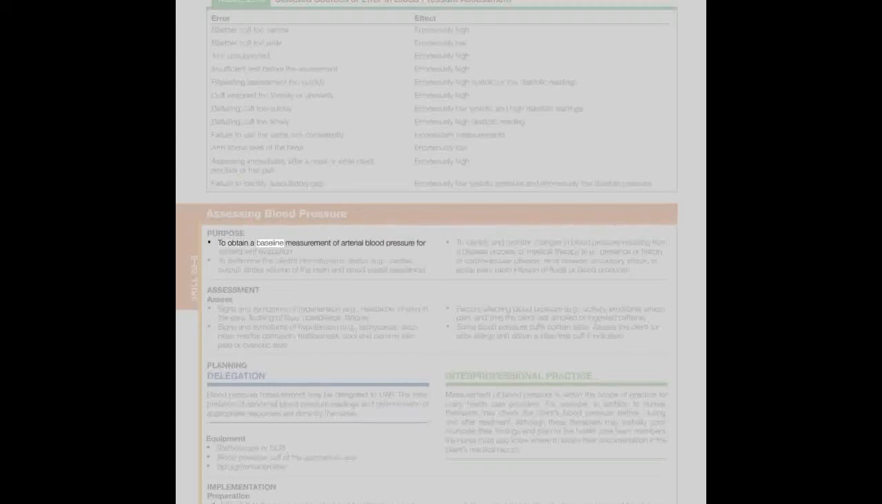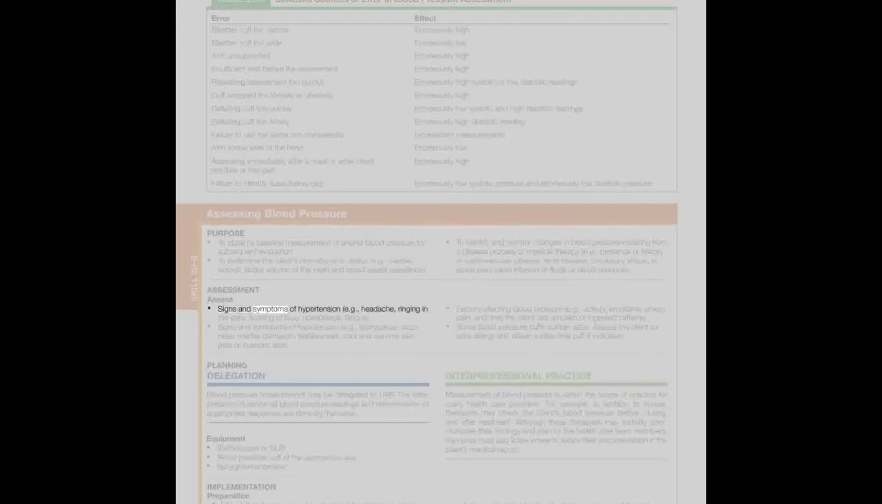Purpose: to obtain a baseline measurement of arterial blood pressure for subsequent evaluation to determine the client's hemodynamic status, example, cardiac output, stroke volume of the heart, and blood vessel resistance. To identify and monitor changes in blood pressure resulting from a disease process or medical therapy, example, presence or history of cardiovascular disease, renal disease, circulatory shock, or acute pain, rapid infusion of fluids or blood products.